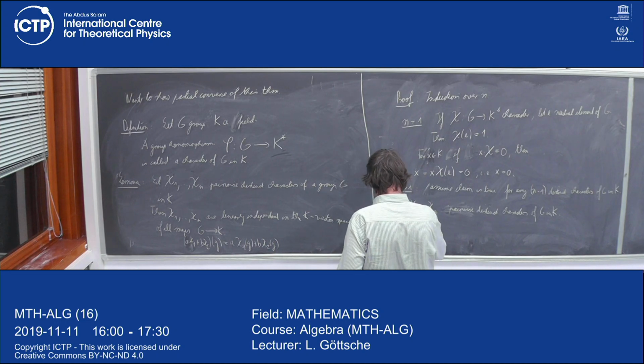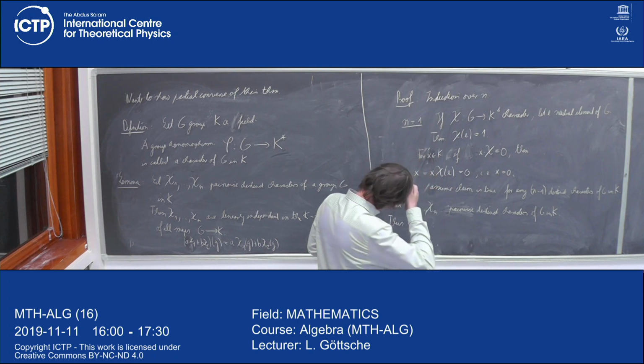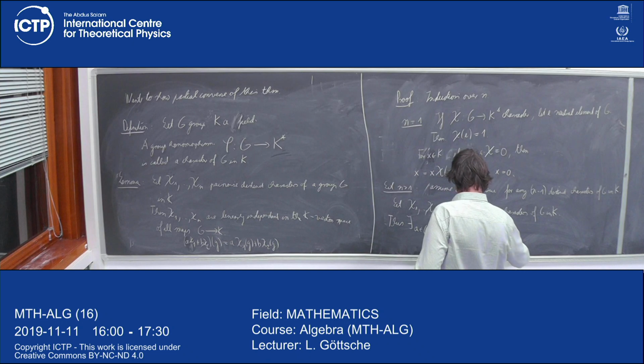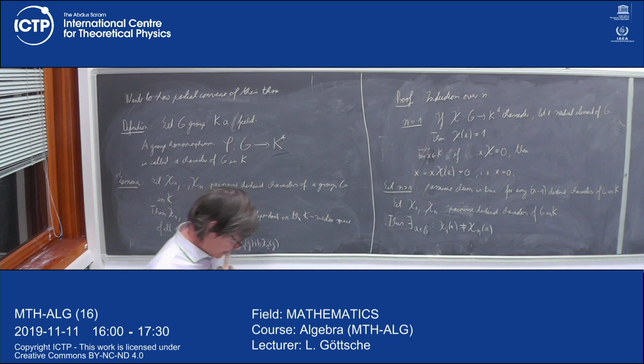there exists an element A in G such that chi1 of A is different from chi-n of A. This just means these two things are distinct.